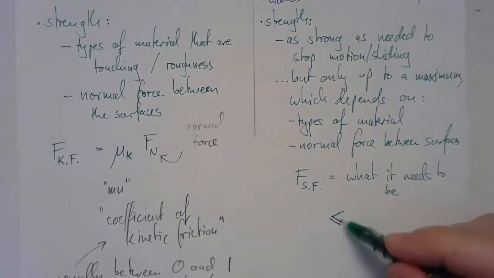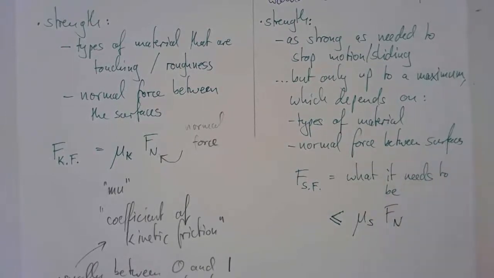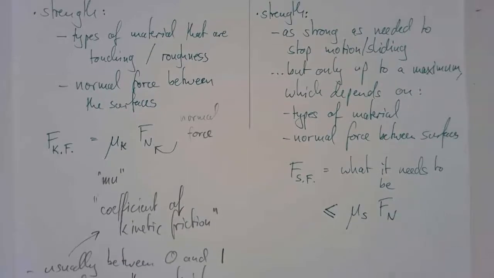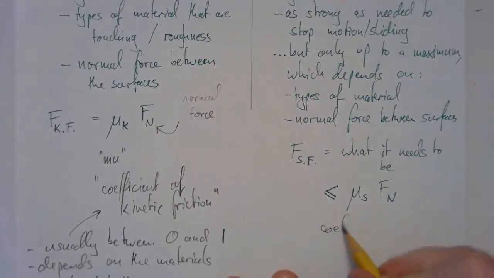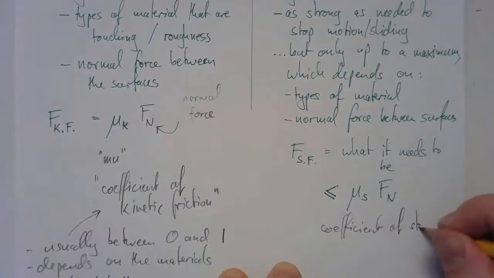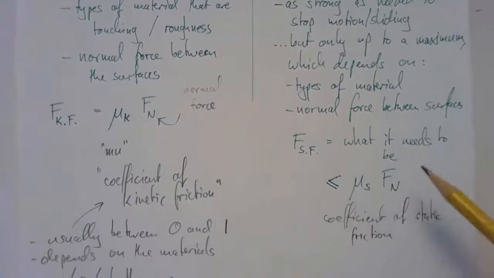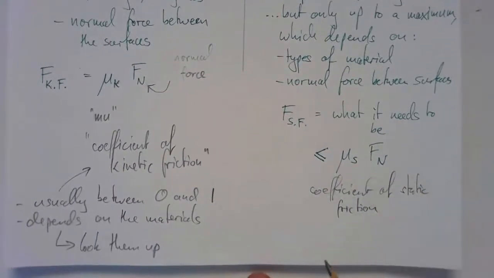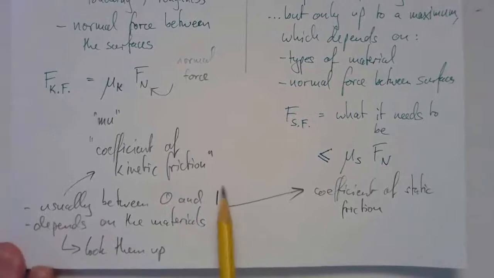Right, this is smaller or equal than, let me write it down, than this. Again, this is the normal force, and this is called the coefficient of static friction. That's why there's the S there, right? Here I had kinetic friction, here I've got static friction. Write it down, this is called the coefficient of static friction. And that is also between 0 and 1. So I'm going to maybe put the arrow over here just because I'm lazy. I don't want to write it all out again.